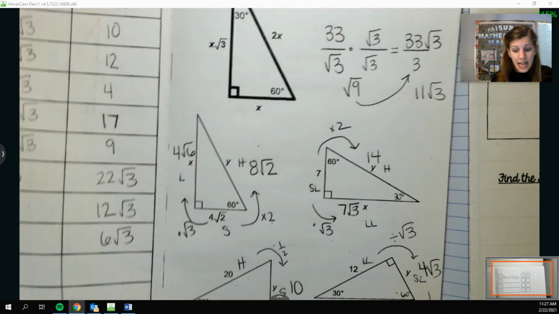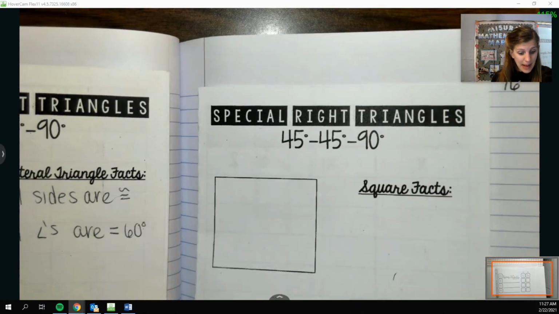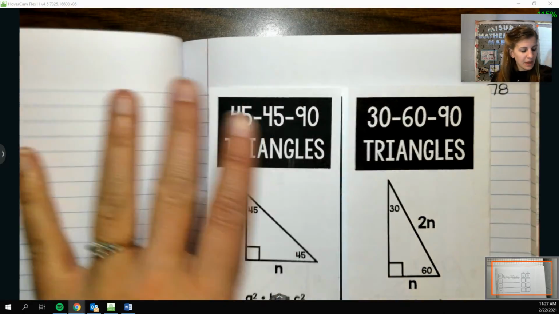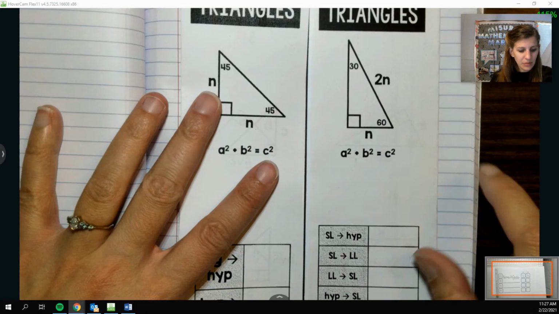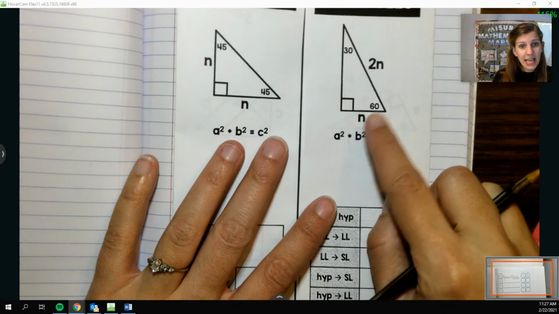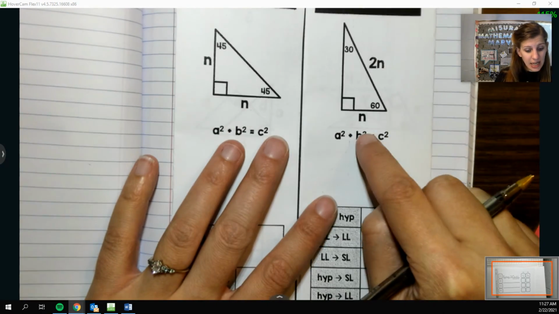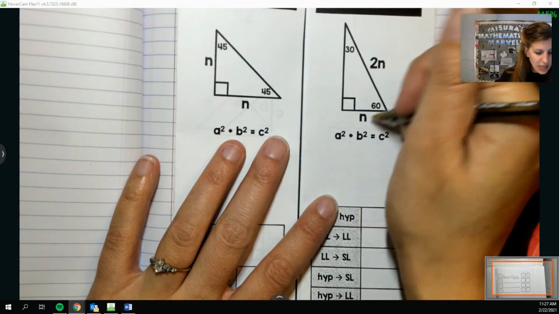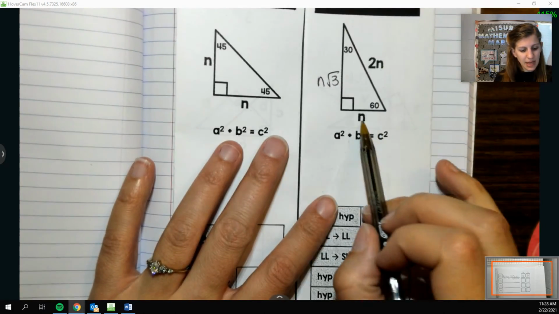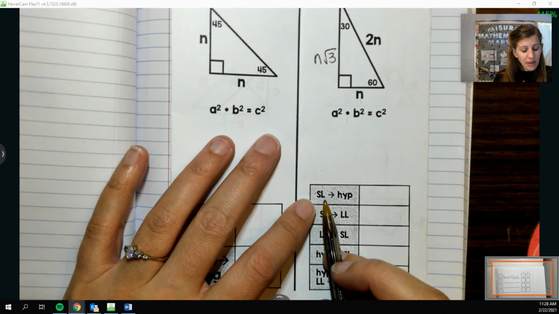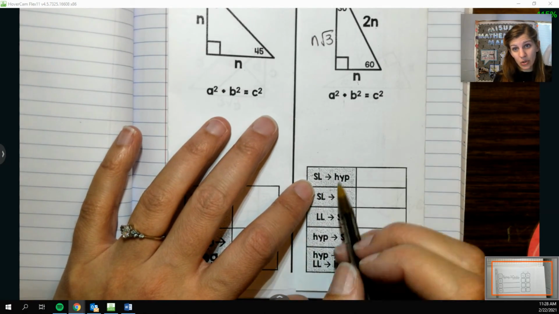So jumping ahead, because page 76 has our other pattern, we're going to do that in a different video. If we take a look at our 30-60-90 on this side, if this side is n and this side is 2n, I like to call this one n root 3. Okay, so x, double x, x root 3. And these are all of our shortcuts right here.